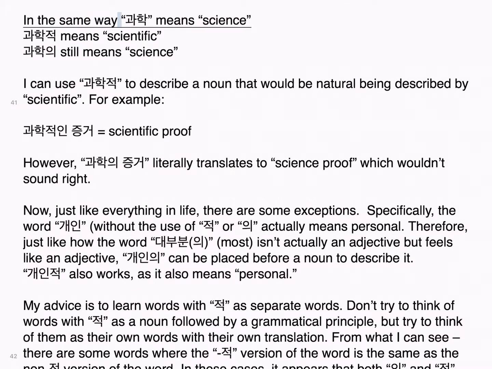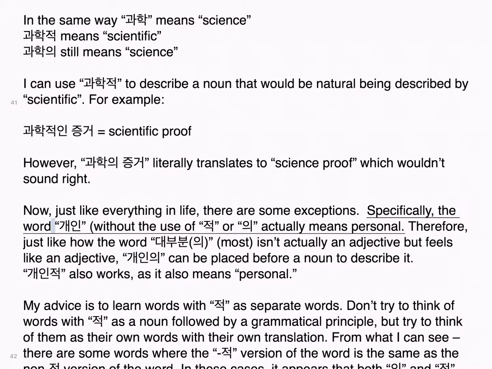In the same way, 과학 means science, 과학적 means scientific, and 과학의 still means science. I can use 과학적 to describe a noun that would be naturally described by scientific. For example, 과학적인 증거, scientific proof. However, 과학의 증거 literally translates to science proof, which wouldn't sound right. Now, just like everything in life, there are some exceptions.